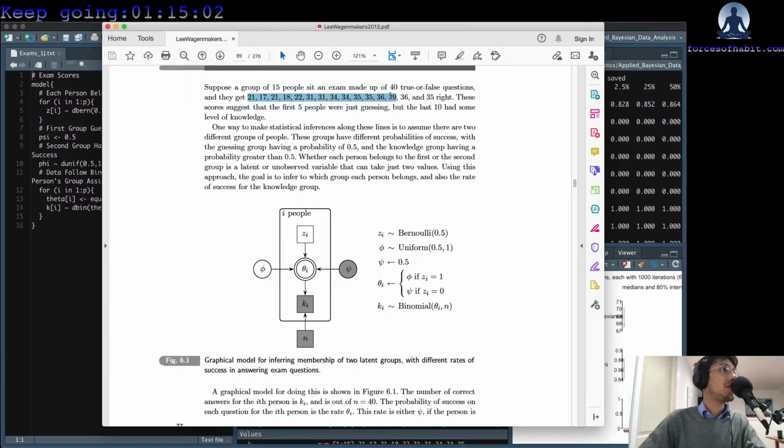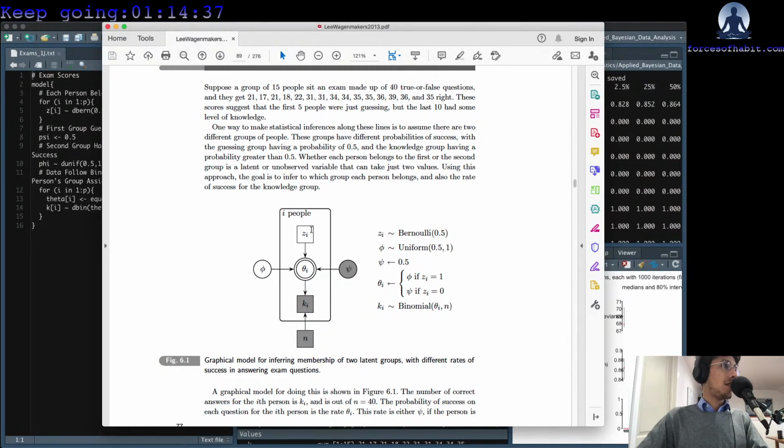So that's going to be the scores here. Score K sub i for subject 1 is 21, right? And then we want to know the success rate, the probability of answering a question correctly, which is determined by Z sub i for a given person, which is an unobserved indicator.